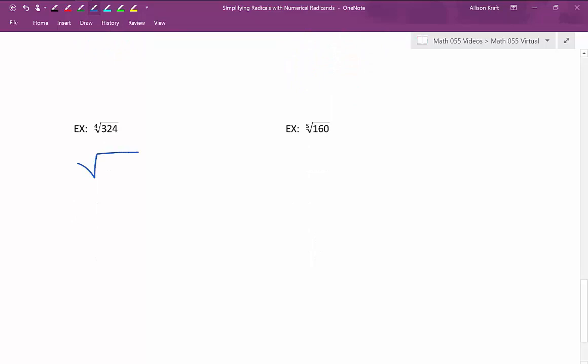So let's rewrite this as the fourth root of 81 times 4. The product rule allows us to break this up into 2: the fourth root of 81 times the fourth root of 4. And then we know the fourth root of 81 is 3, so we get 3 times the fourth root of 4.